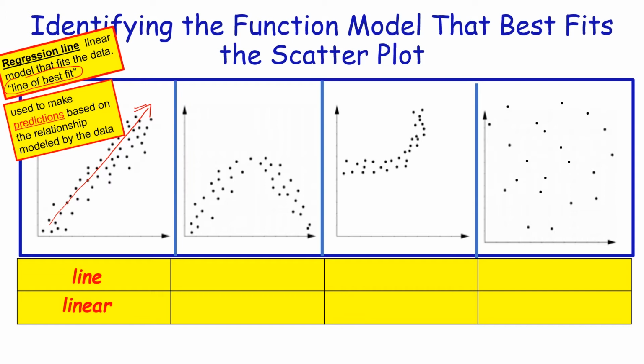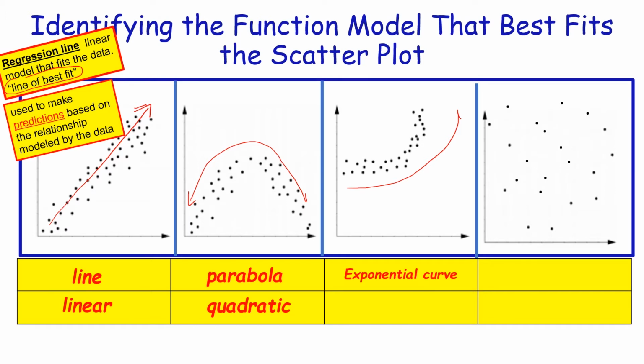Next, we have this U-shaped set of points, and if you think about a U-shaped graph, what comes to mind? Hopefully you were thinking parabola shape, and so this would be a quadratic model of a scatter plot. And next, this kind of scoops up, right? It goes up exponentially, so that gave you a clue there. This is an exponential curve, and so this is an exponential model here. And next, this is just scattered about, and so we don't have any association here.